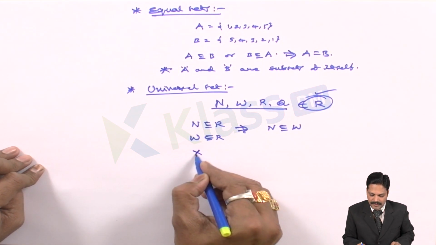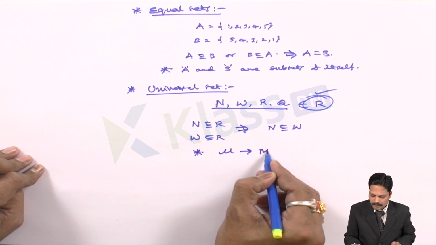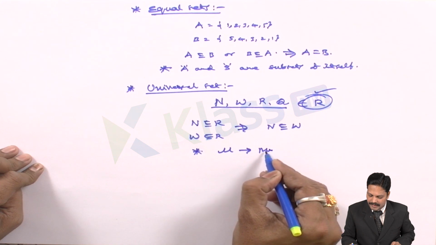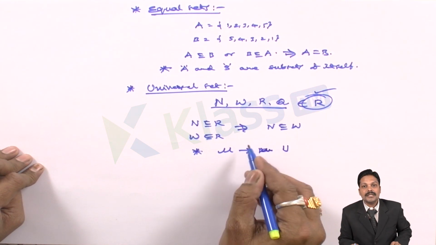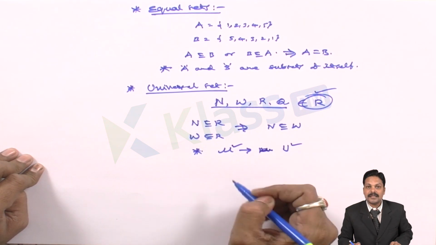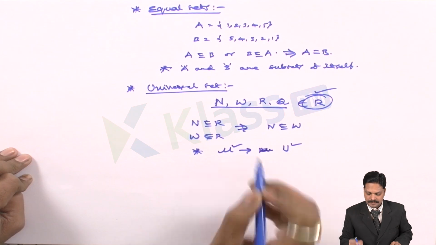So we are defining the universal set with mu. This is called mu. And one more letter we can use is capital U also. These are the ways we can use the universal sets.